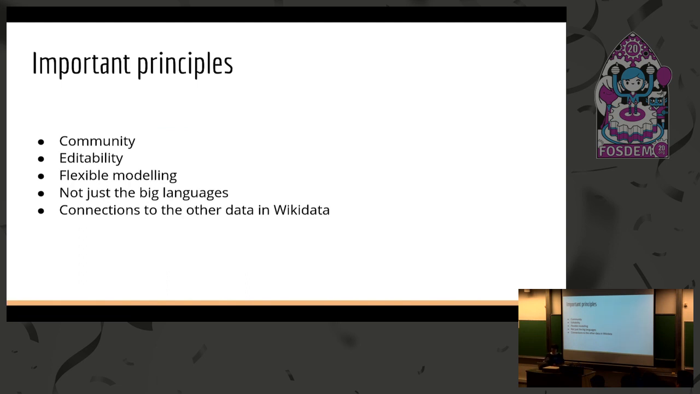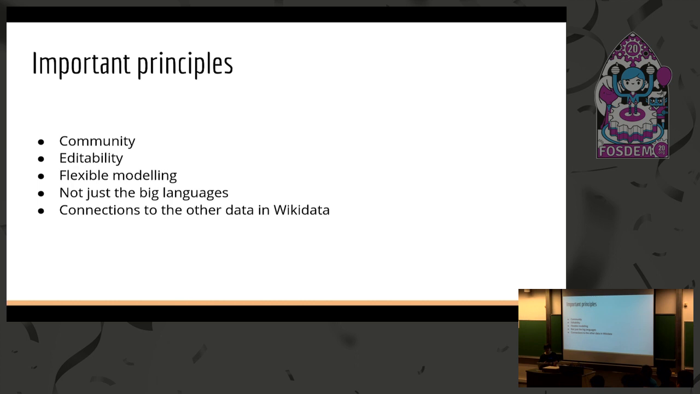Behind all of this are a few key principles that we think are really important. The first one is that all of Wikidata, including this data about words, is built by a community that cares about that data and is excited about it and understands it. The second important thing for us is that it is adaptable, right? That anyone who is able to describe their language should be empowered to do so.